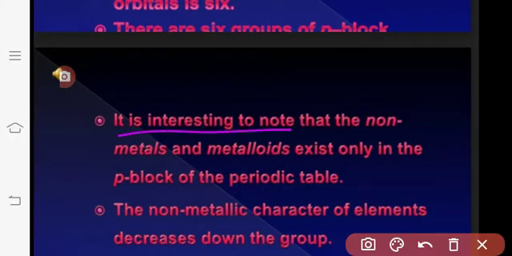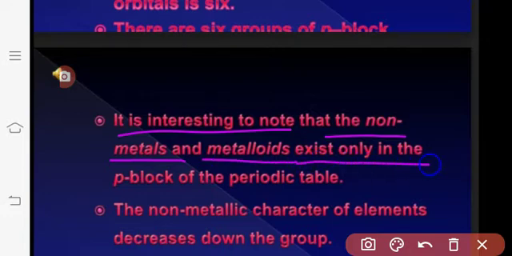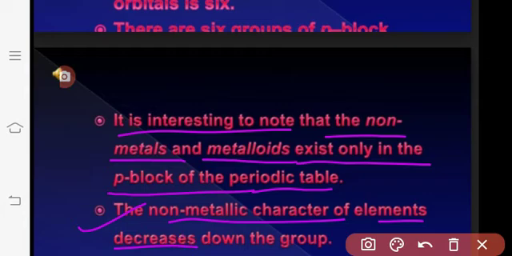It is interesting to note that the non-metals and the metalloids exist only in the p block of the periodic table. The non-metallic character of these elements decreases down the group.